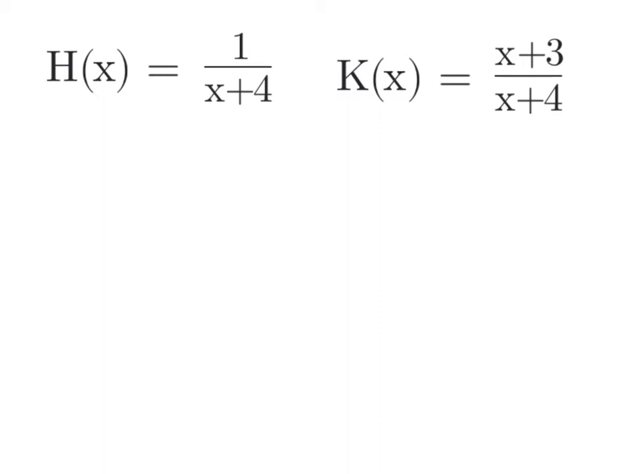How about some rational functions? Like h of x is equal to 1 over x plus 4. If I'm thinking about domain, the only thing that I have to worry about when it comes to a rational function is getting 0 in the denominator. So x plus 4 cannot equal 0. And solving this just by subtracting 4 from both sides, we get that it means x cannot equal negative 4. And that's our domain. X can be any other real number. It just can't be negative 4.